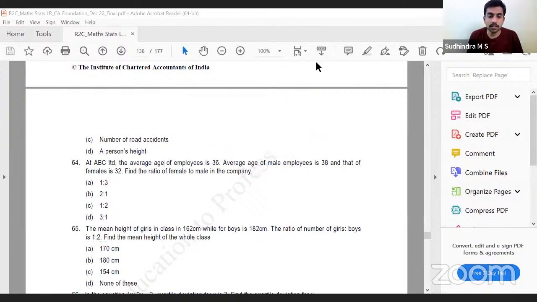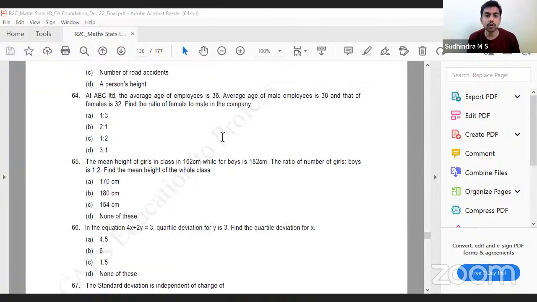Next question. 66. In the equation 4 plus 2y is equal to 3, quartile deviation for y is 3. Quartile deviation for x.